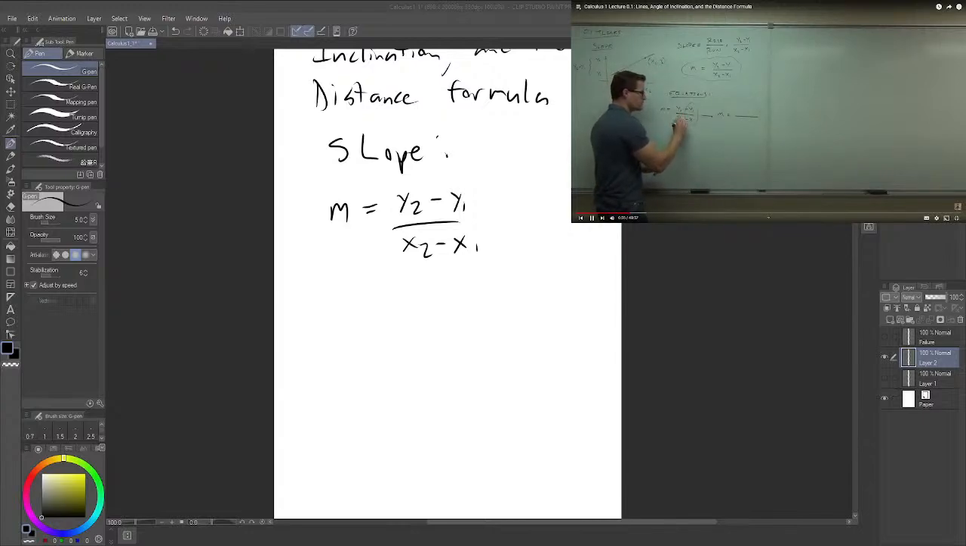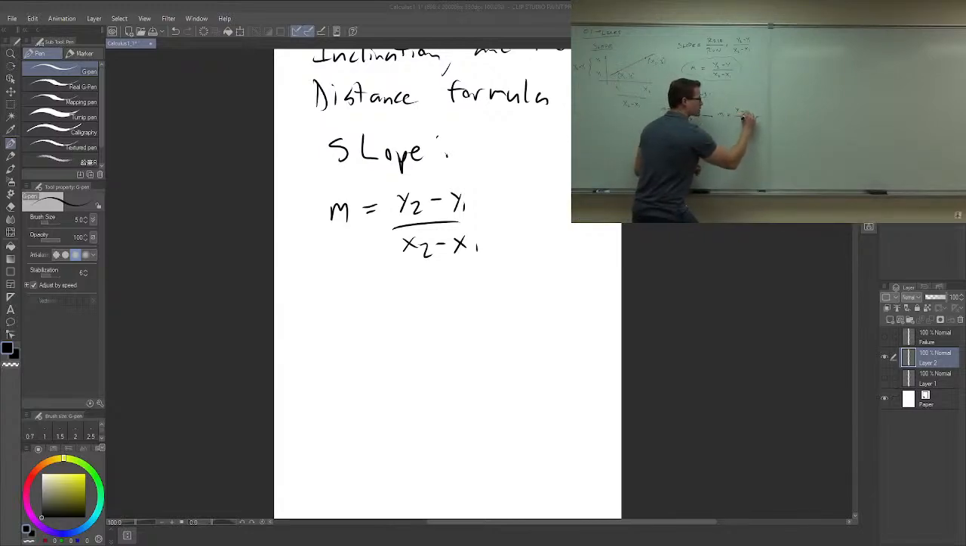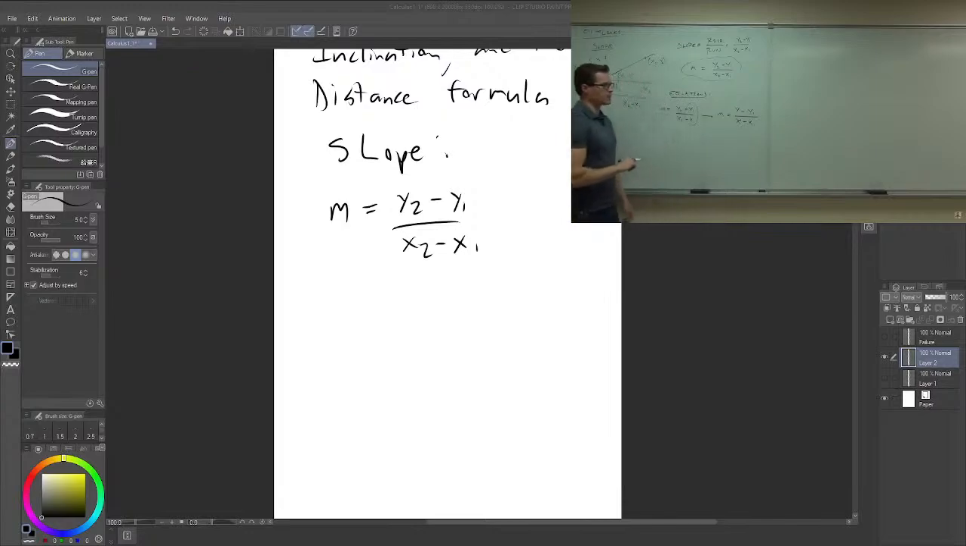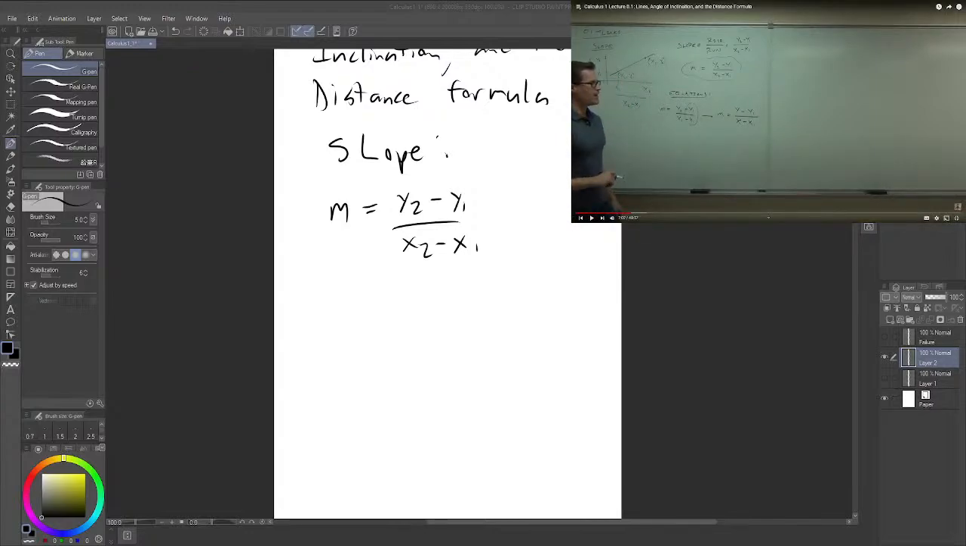The y2 and the x2, that means I'm going to have y minus y1 over x minus x1. Okay, it's showing how you get the point slope.